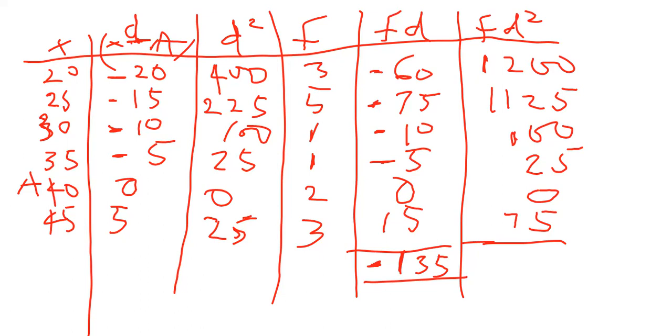So the last one, which is the ordinary number, 1,200 plus 1,125 plus 100 plus 25 plus 75. That is 2525. So copy it so that I can get the result there.